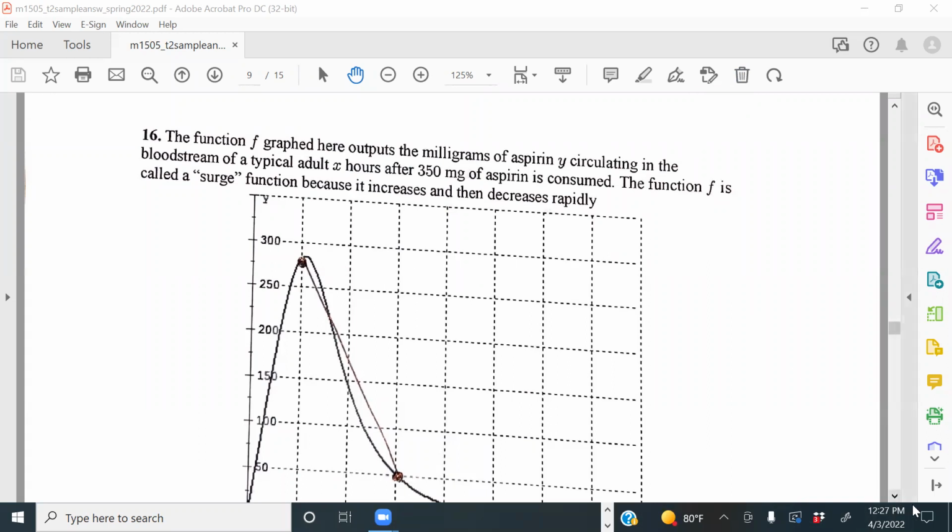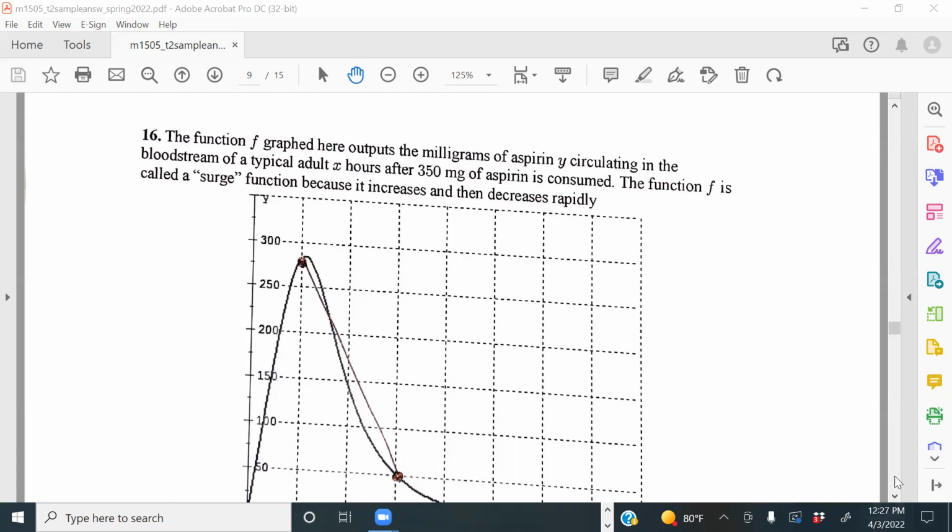So let's look at this problem 16. Here we're given not the formula for a function, but the graph of a function. This is called the surge function, which is useful in medicine. And what this function depicts is the amount of aspirin in milligrams circulating in the blood of someone x hours after they have consumed 350 milligrams of aspirin, which I think is kind of the standard dose for aspirin.